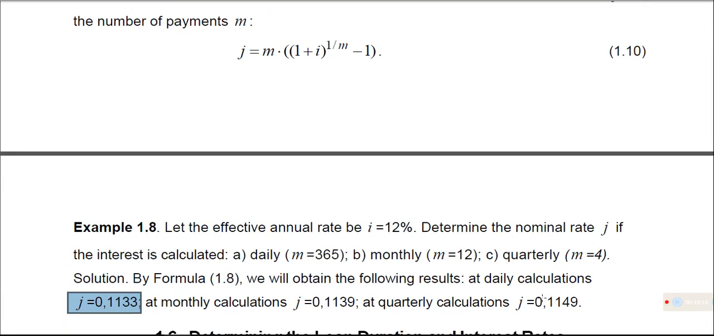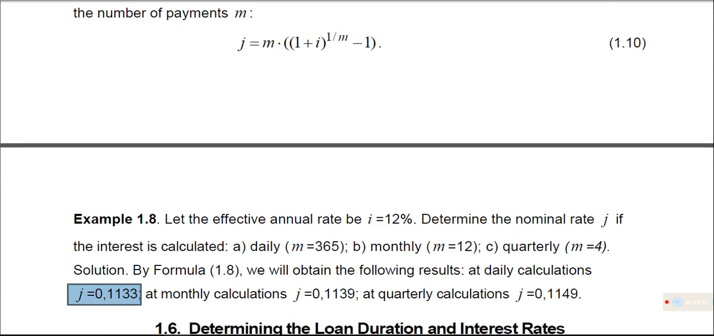you should end up with 0. Hindi to comma ha. This is 0.1139 and 0.1149 for monthly and quarterly respectively.